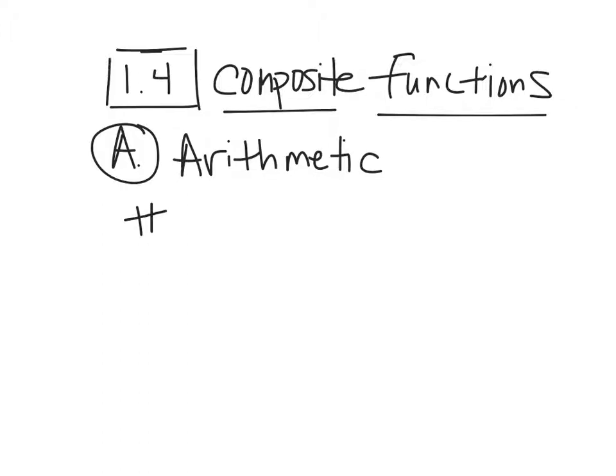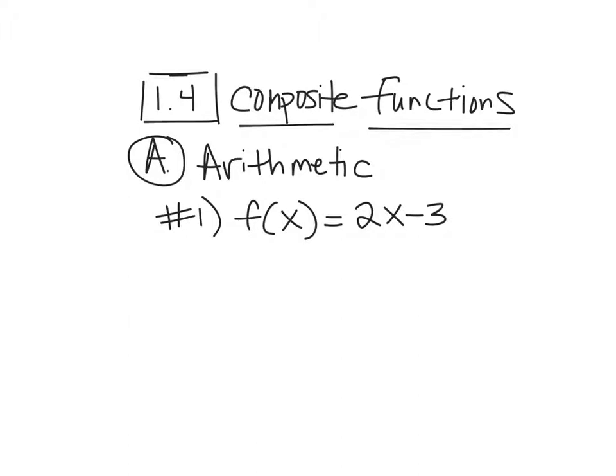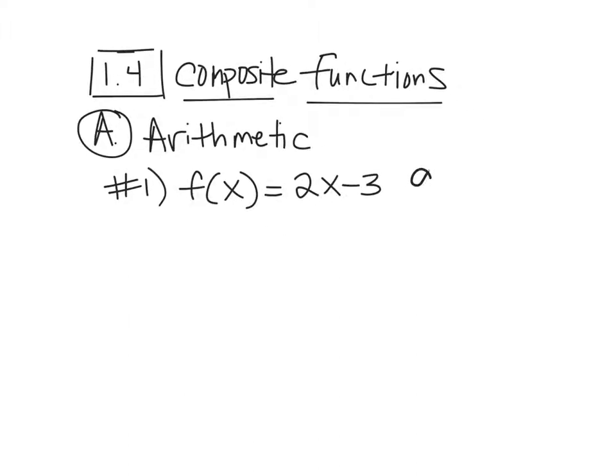Let's do some arithmetic. Number 1. Let's stick with these functions. Let's say that we have function f of x is 2x minus 3, and g of x is x squared minus 1. And we're going to do some arithmetic. So we're going to add, subtract, multiply, divide.